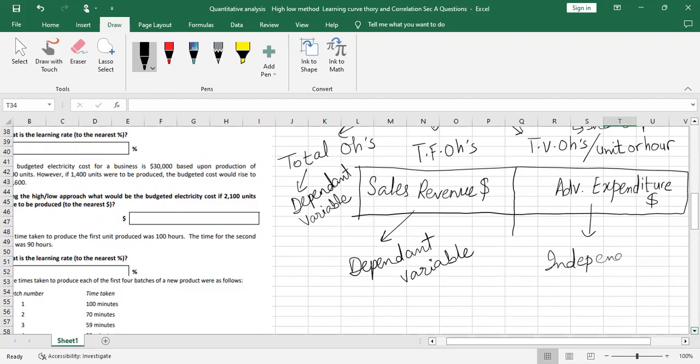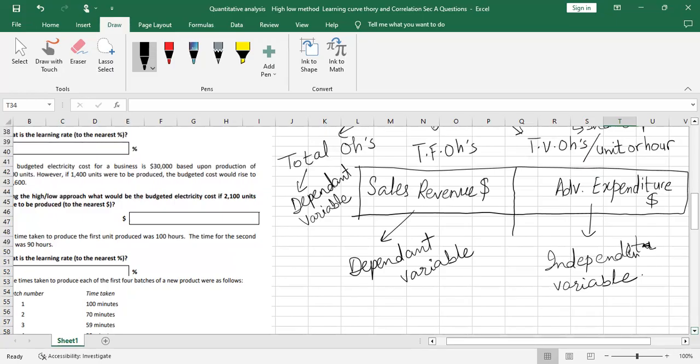It means advertisement expenditure is treated as the activity level. It is treated as either the highest activity level or the lowest activity level. So the independent variable is advertisement expenditure, and the dependent variable is sales revenue.